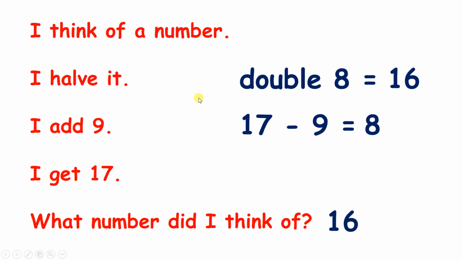And we can check this, because if we have the number 16, and we halve it, so we do 16 divided by 2, that gives us 8, and then if we add 9 to 8, we get 17. So our number is 16.